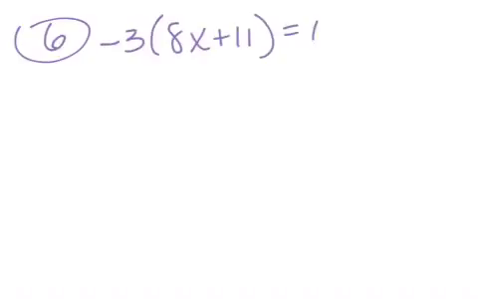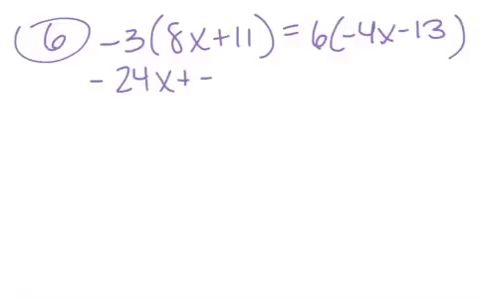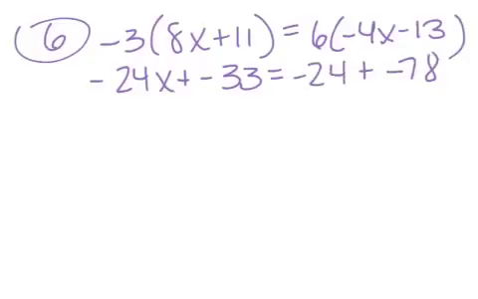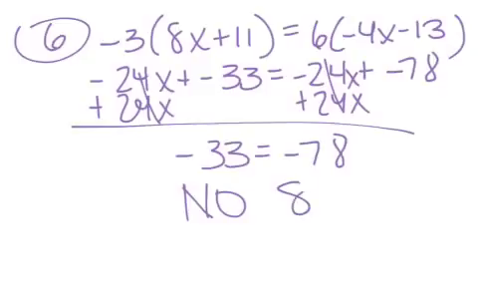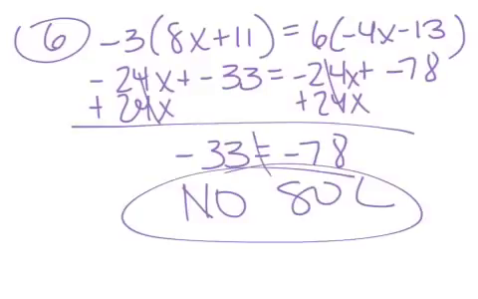Number 6. All right, if I do a positive 24x on both sides, that cancels, and I get negative 33 equals negative 78. No solution. That is not a true statement.